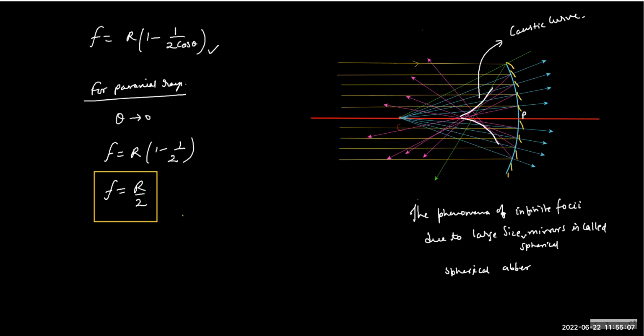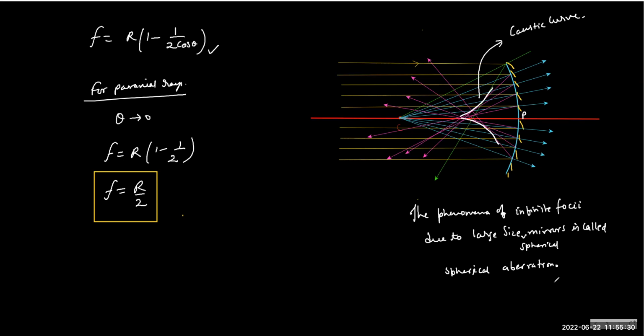Aberration, I always get it incorrect. You can just check whether it is A double B or A double R. I'm always confused with this word. So the phenomenon of infinite foci due to large size spherical mirrors is called spherical aberration.